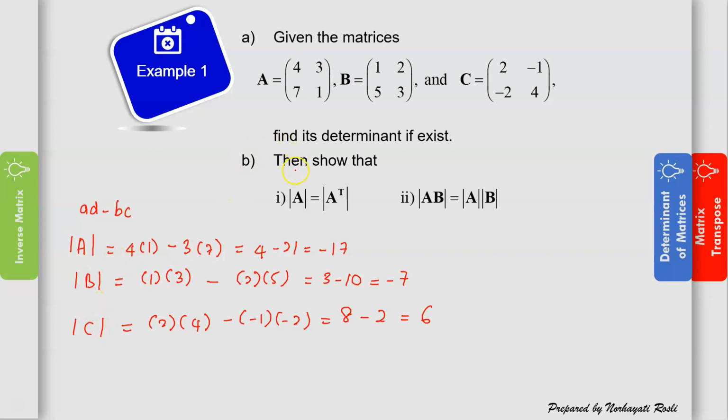Then for part B, show that number 1, the determinant of A will be equal to the determinant of the transpose of A. And number 2, if you multiply matrix A and B, you take the determinant. The question asks you to show that this one is equal to the determinant of A times the determinant of B. It means that in this case, we want to show the properties are correct.